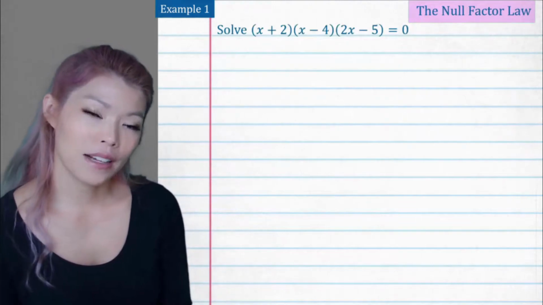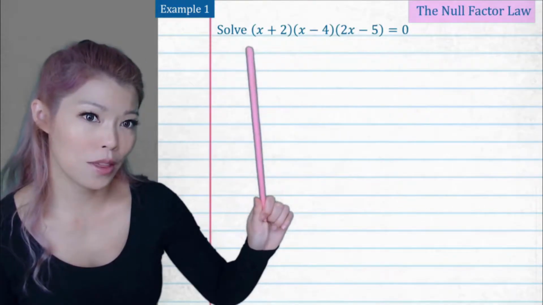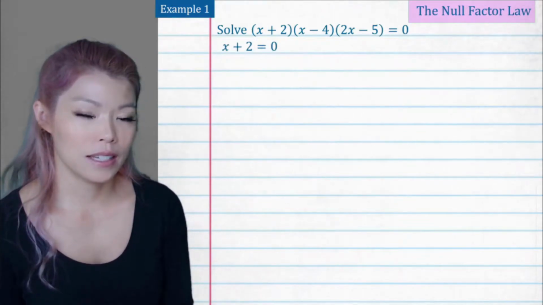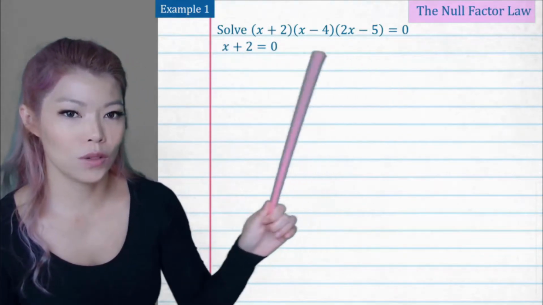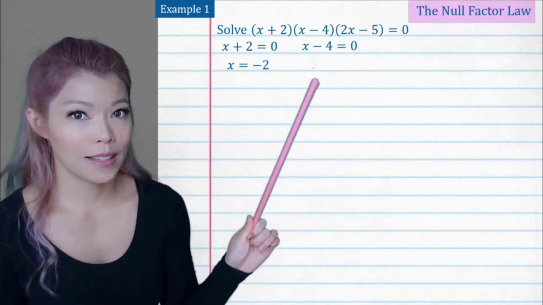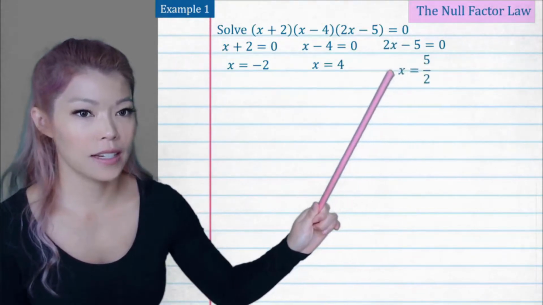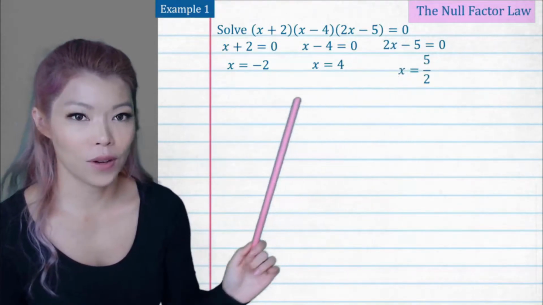Let's use the null factor law, and this is a cubic, we know, because there's three x's there when you multiply through. And let's see what the intercepts are. So x plus 2 equals 0 means x is equal to minus 2, x minus 4 means x is equal to 4, and 2x minus 5, bring the 5 over the other side, dividing by 2, we have 5 over 2.